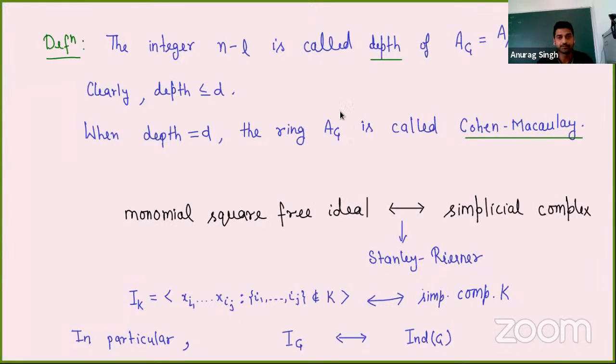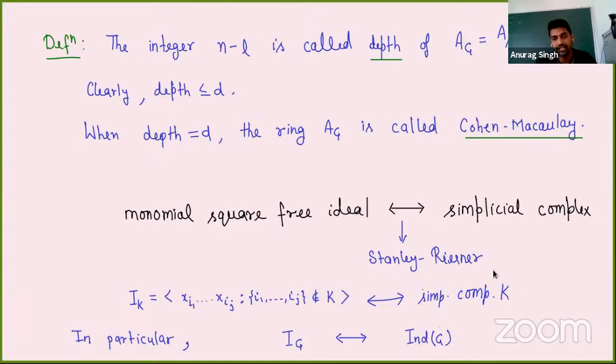In fact, they are the same in both notions. What do I mean by that? I'll explain it here. You have a square-free monomial ideal, and on the other hand you have a simplicial complex. These two are in one-to-one correspondence. The correspondence is as follows.